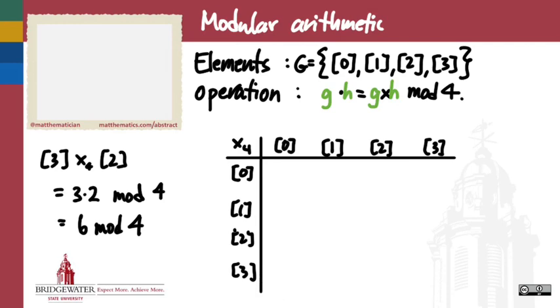And then ask the question, if the answer is 6, which of these equivalence classes does 6 belong to? 2. Right, because when I divide 6 by 4, I get 1 with a remainder of 2. And the remainder tells you which equivalence class you belong to.